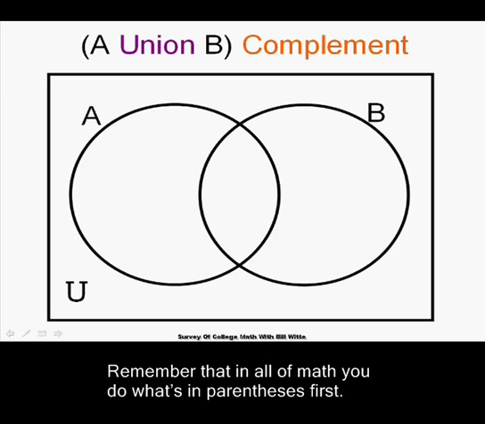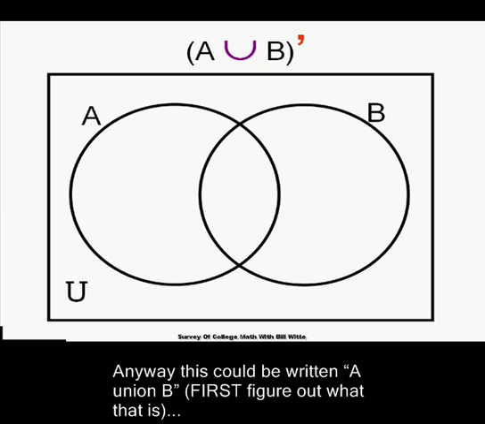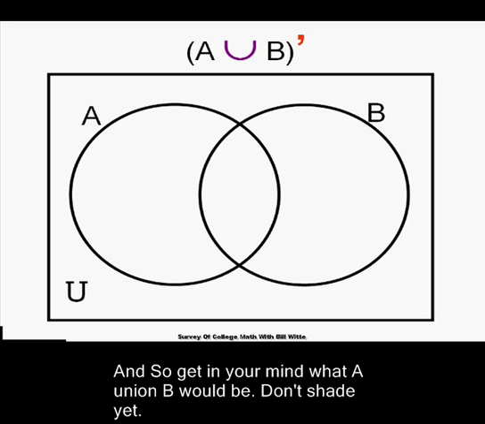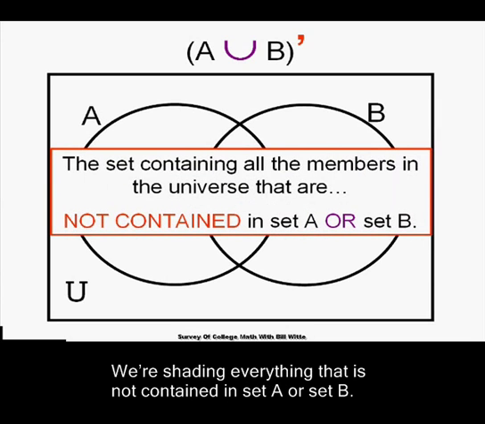Now remember, in all of math, you do what's in parentheses first. So anyway, this would be read or written A union B, figure out what that is, and complement means draw everything else. So you've got to get in your mind, what's A union B? Do what's in parentheses, look at A union B, and don't shade it yet, and then fill in or shade in everything but that. You're shading in everything that is not contained in set A or set B, because set A or set B is the union of A and B.